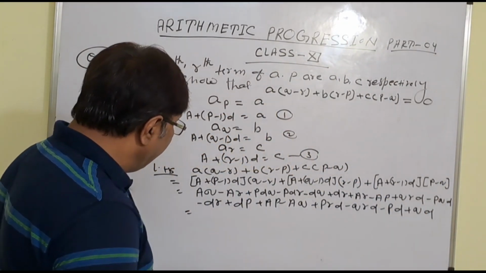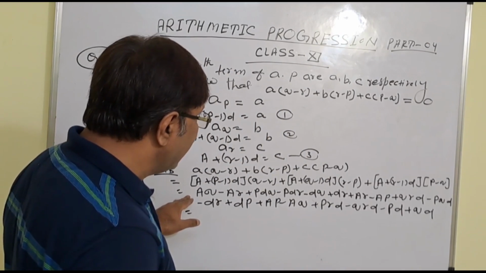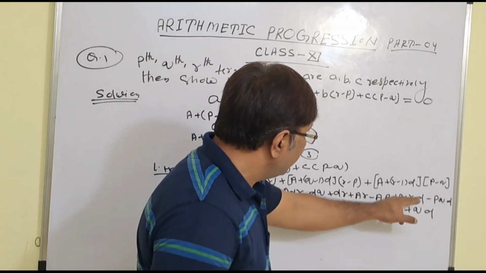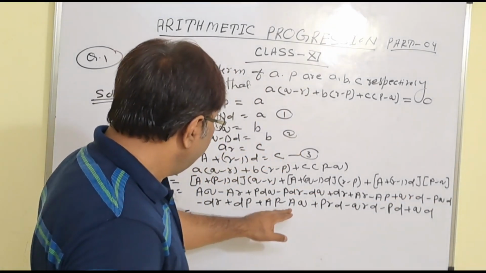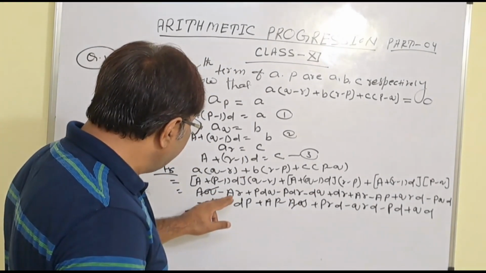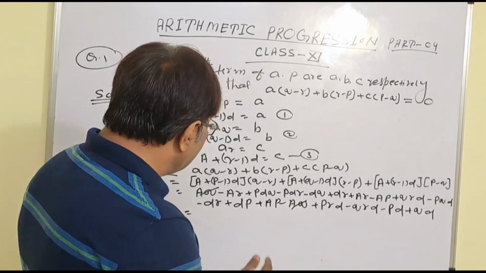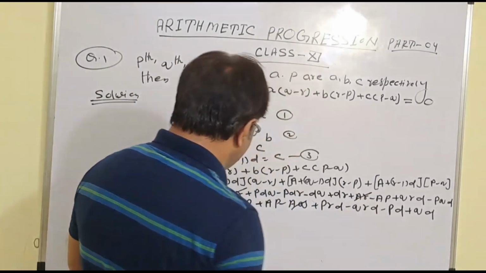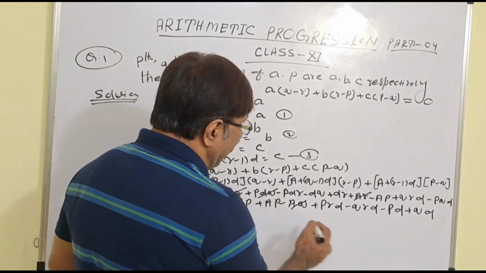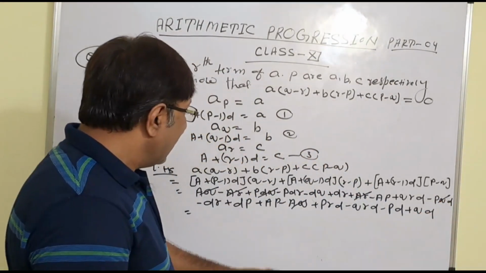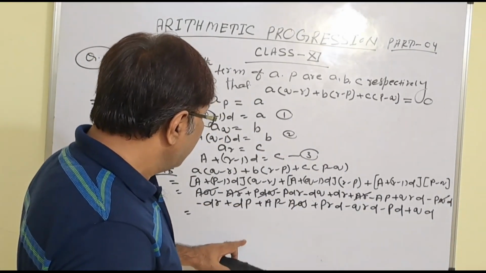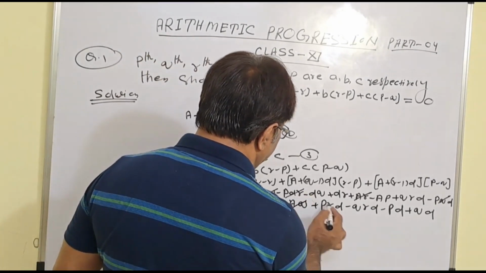Now you see here the number is AQ. So this AQ and this AQ will be cancelled out. Again you see minus AR, so the other AR is here. Again you see PDQ is plus and here PDQ is minus. Again you see minus PDR, so this is minus PDR and here plus PDR. So this cancels.